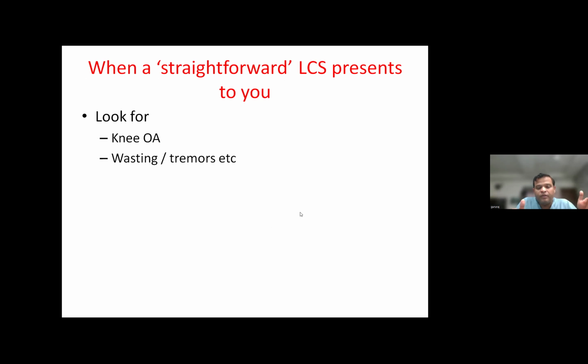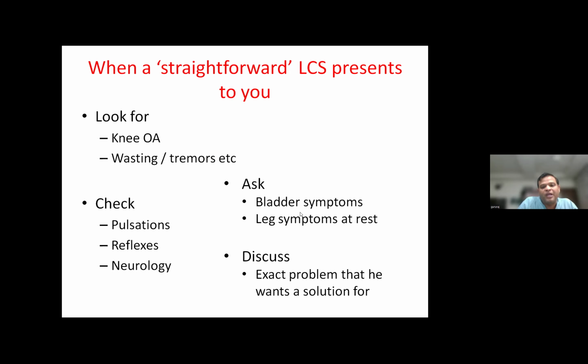Look for osteoarthritis of the knees and wasting and tremors, because again these are elderly age group patients, and they can have predominantly knee symptoms rather than having claudicant symptoms. Check for pulsation, check for reflexes to rule out upper motor neuron signs, to rule out tandem stenosis, and check for neurology.